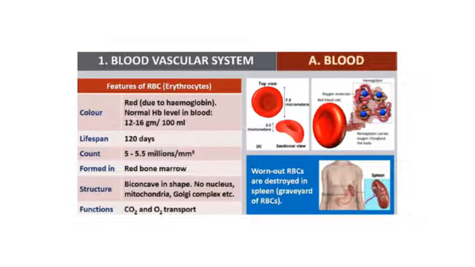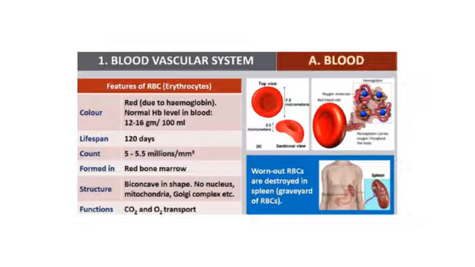RBC, as the name suggests, is red in color. So why is it red? It is red because of the hemoglobin present in it. There is about 12 to 16 grams of hemoglobin per 100 ml. RBC has a very special shape. It has a biconcave shape. It is one of the only cells without any nucleus. So this is a special feature.